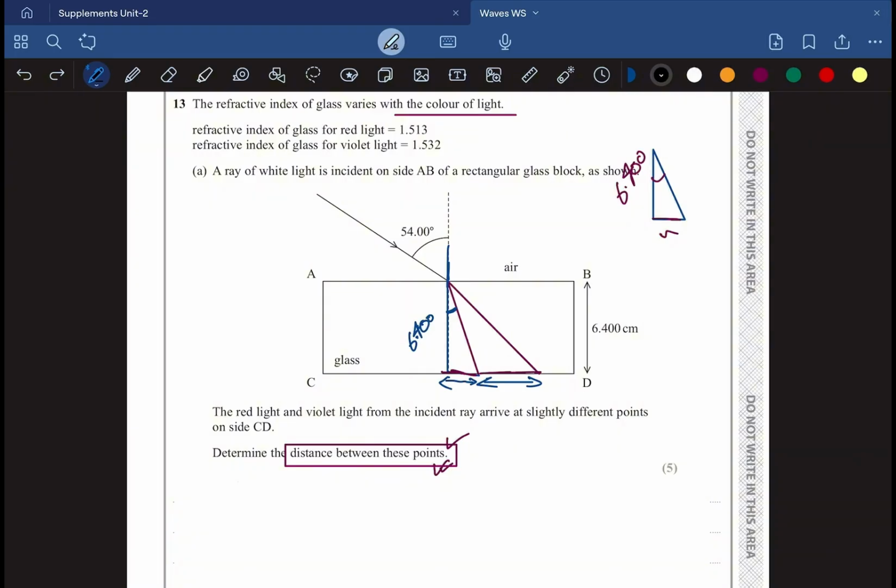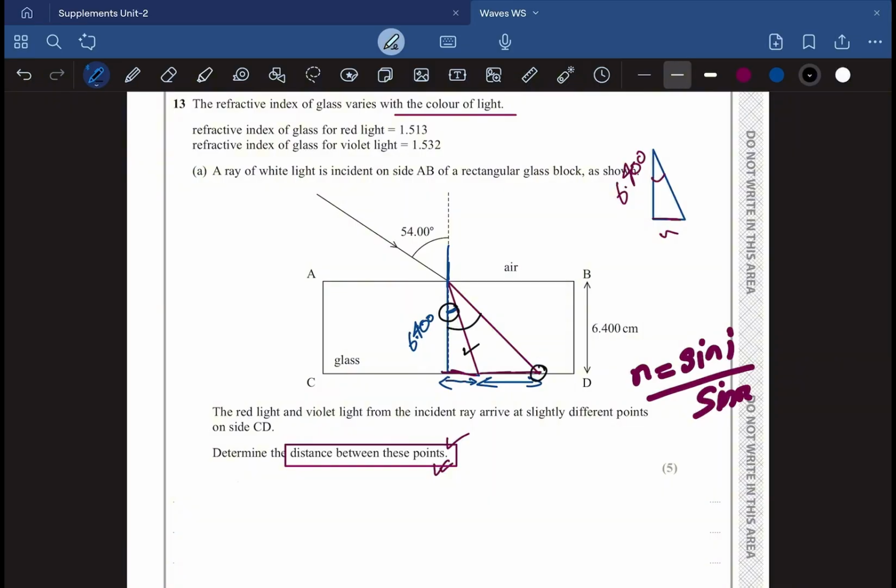Now before figuring out the x parts of these 2 triangles, we will also have to use the formula n1 sin theta 1 is equal to n2 sin theta 2. We also know there is a formula n is equal to sine i by sine r. We'll have to figure out the refracted angle, both for this angle and for the bigger triangle.